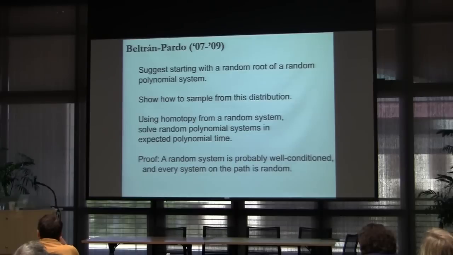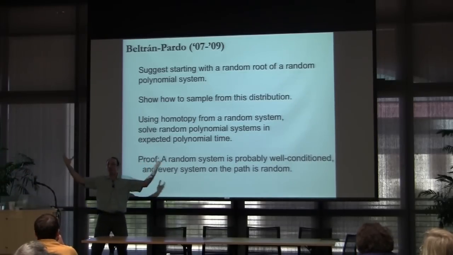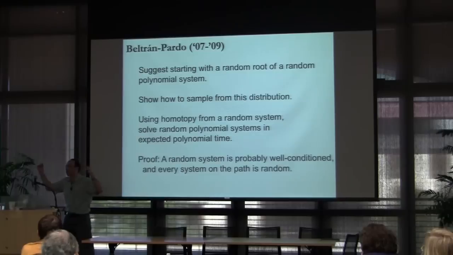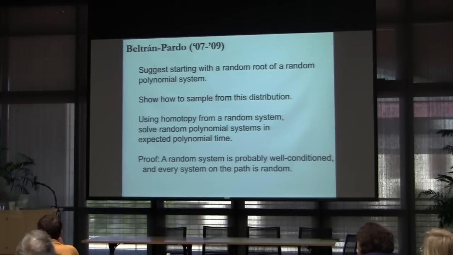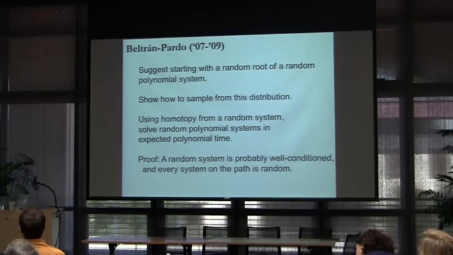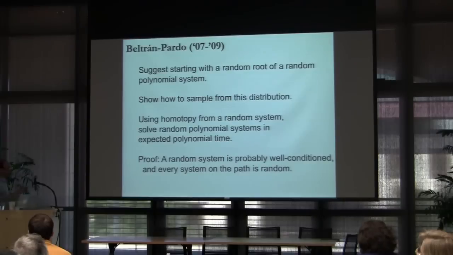And the way that worked is if I'm trying to solve a random system of equations, and I started from a random system of equations, those two are random. Any linear combination of them is also random. So every system along the way in your homotopy is random. And then you just need some bounds on the probability distribution of the condition number of a random system of polynomial equations. And then you integrate that along the path and they got a bound.